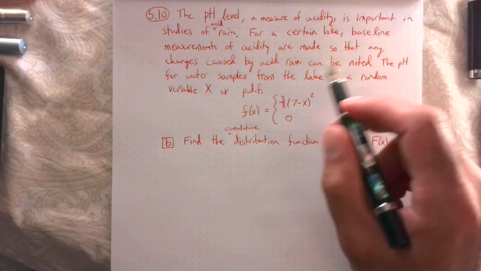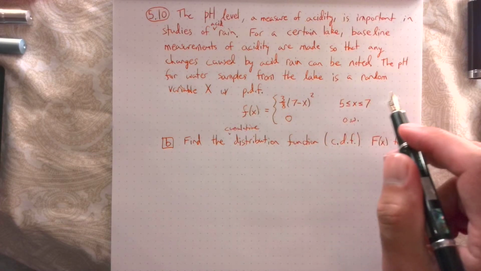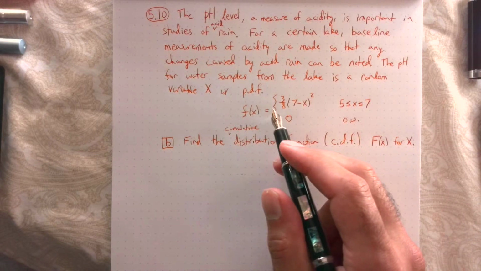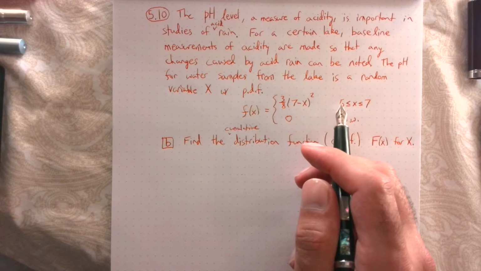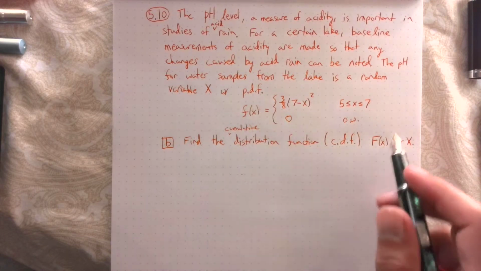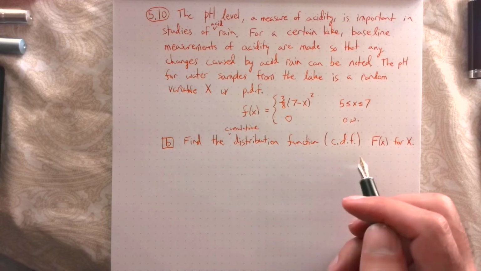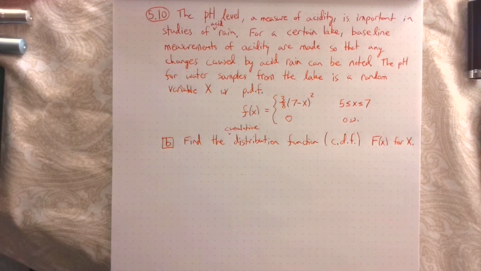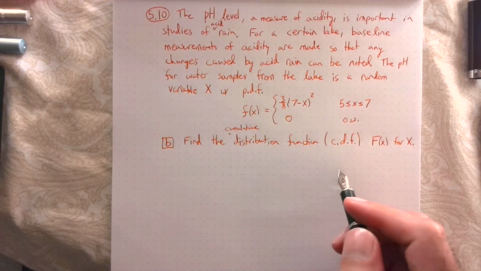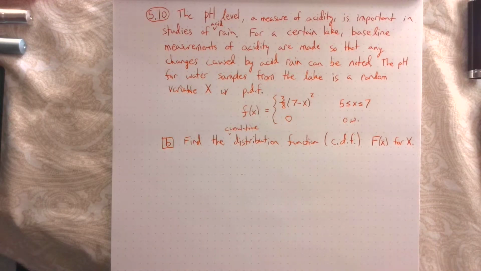For a certain lake, baseline measurements of acidity are made so that any changes caused by acid rain can be noted. The pH for water samples from the lake is a random variable x with probability density function PDF given by this. So in this problem, we want to find the cumulative distribution function CDF F of x. The problem says just distribution function, but sometimes people shorthand the cumulative distribution function just as the distribution function. I prefer not to do that, but anyways.